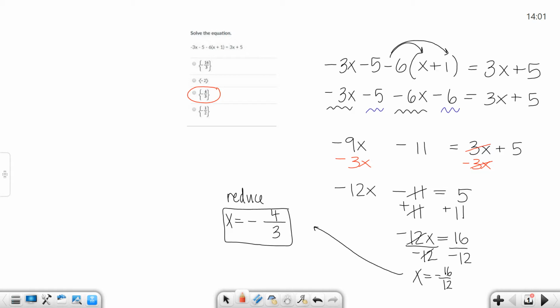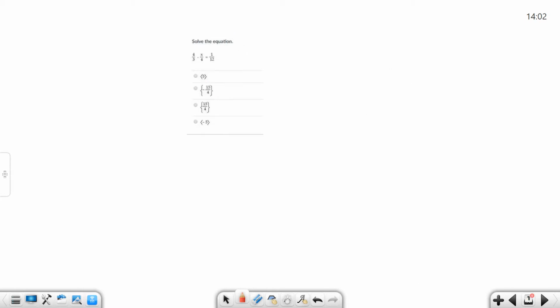Now be really careful, because sometimes if your answer is a negative 4/3, positive 4/3 will also be a multiple choice possibility, so make sure you only pick the right one and double check your signs. Okay, let's try another one.